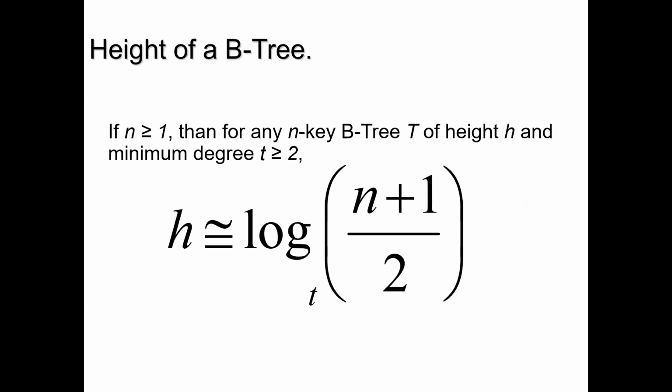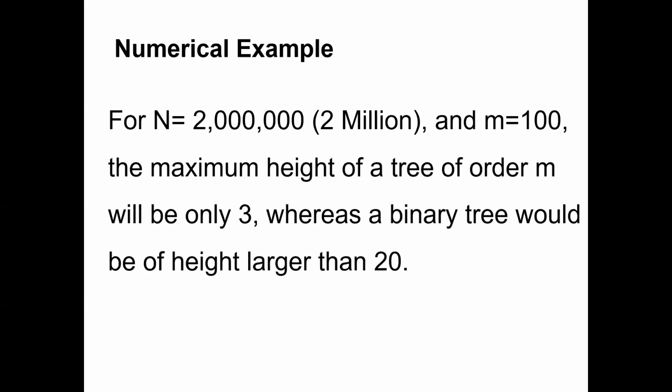But this equation requires n and t to find h. So n is 2 million in this case. What would be the t? As we have already discussed, m is equal to 2t. So m is given, which is 100. Using the m equal to 2t equation, we can find the value of t. As m is given as 100, 100 is equivalent to 2t, so definitely t would be 50. So log base 50 of (2 million plus 1) by 2 would give you the value 3. So the height of the B tree would be 3.